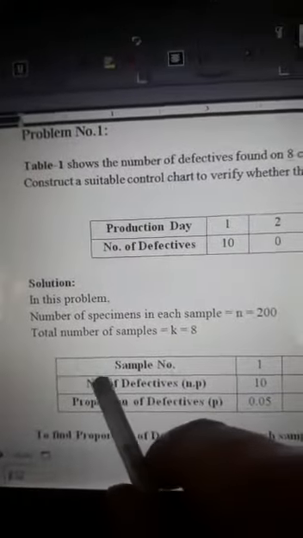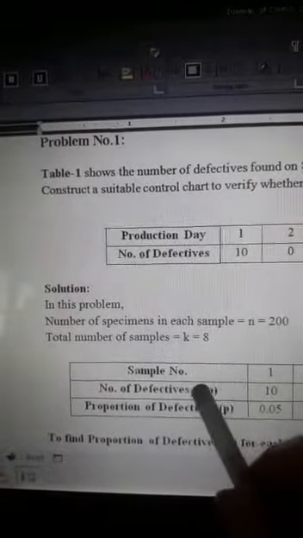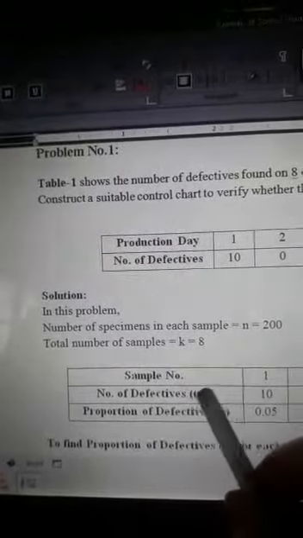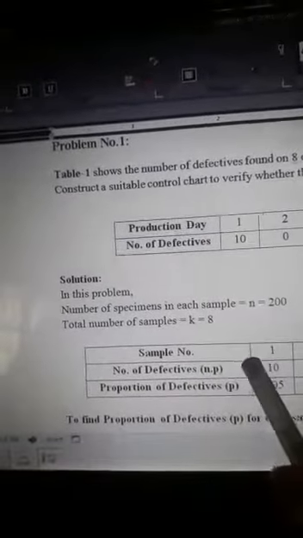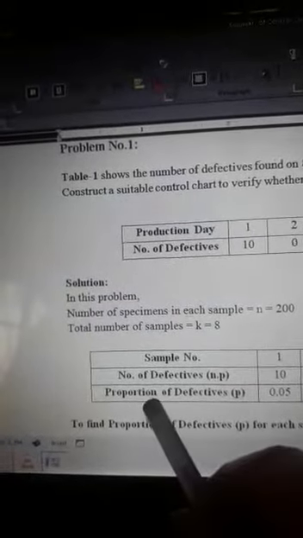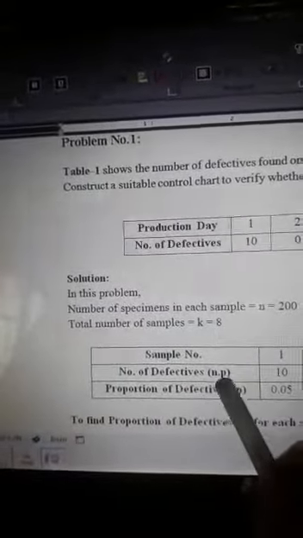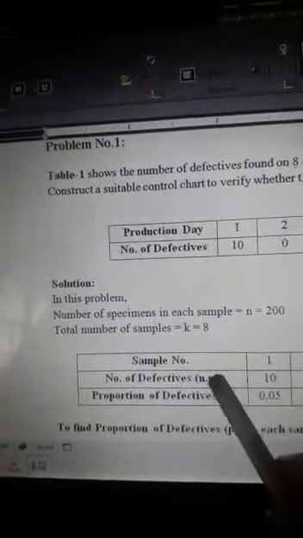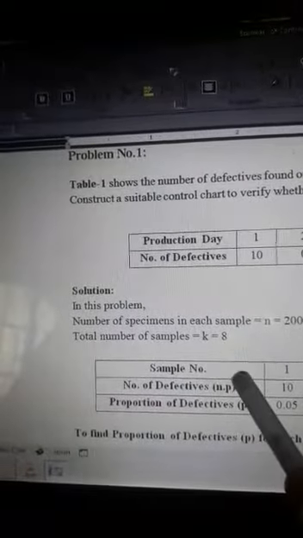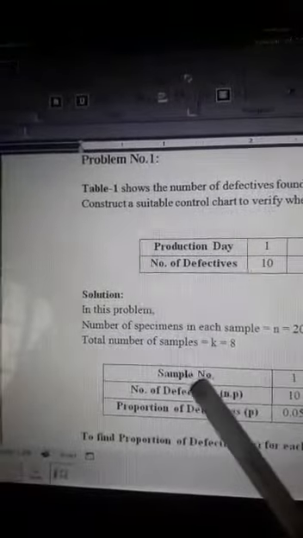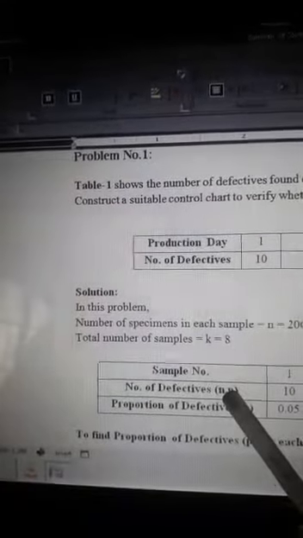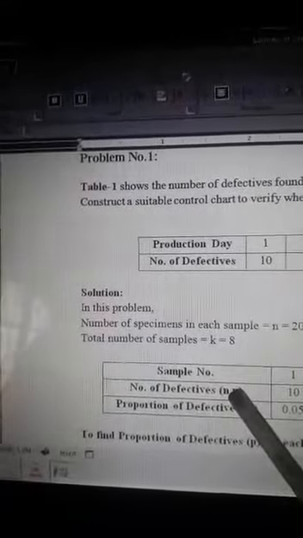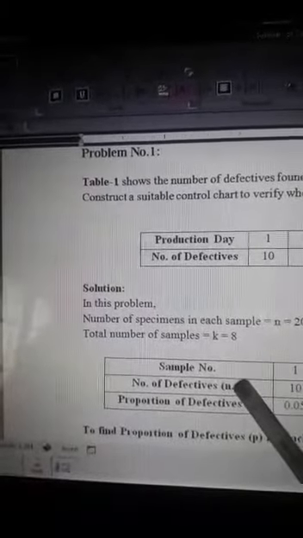Now, we know that number of defectives is nothing but n into p, which is already given in the question for each of the samples. Now, how to find the value of p? p is nothing but the fraction or proportion of defectives in each sample. If we divide this np by n, then automatically we will get the value of p. Now, what is n? n is the total number of specimens in each sample, and for this problem the number of specimens for each sample is the same, which is given as 200.